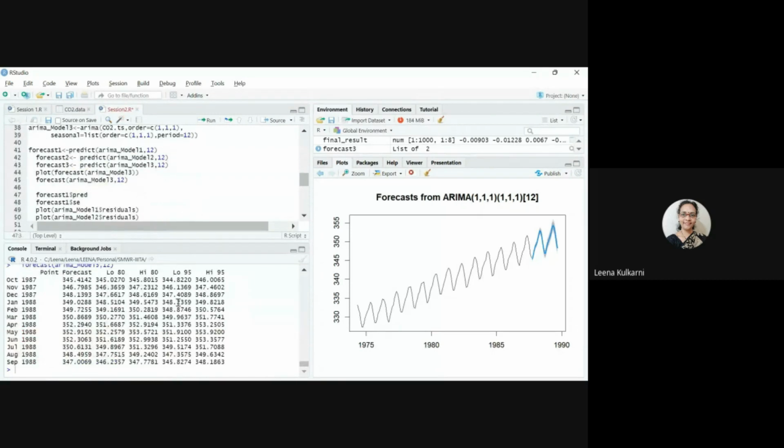And if you want to look at the actual values of the forecast, you can just try to print those values. Yes, does anyone have any questions or queries? I can wait for 5 minutes if you want to try these forecast commands on your laptop.